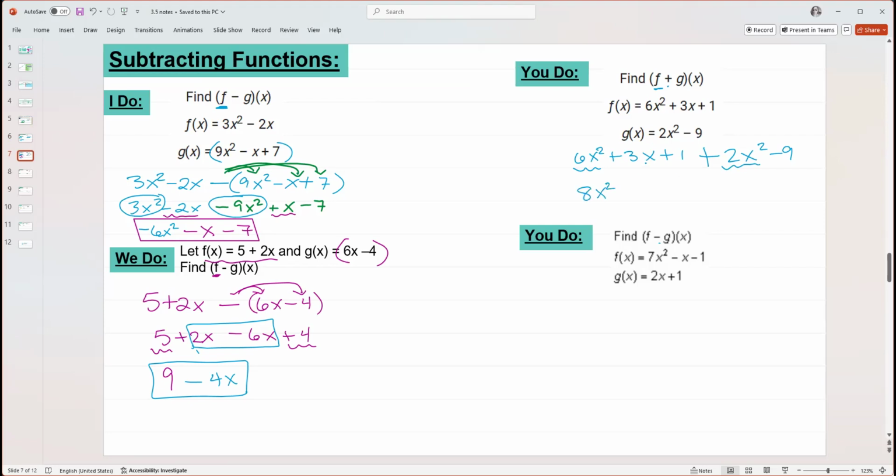And then we already did this one on the last slide. So there we go. Have it again, I guess. Plus 3x and then minus 8. Yeah, we already did this one. Sorry about that. All right.